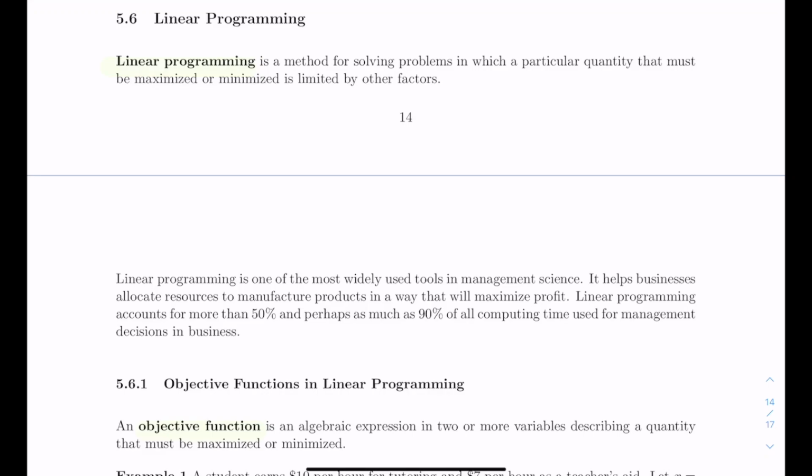In section 5.6, we talk about linear programming. Linear programming is a method for solving problems in which a particular quantity that must be maximized or minimized is limited by other factors. Linear programming is one of the most widely used tools in management science. It helps businesses allocate resources to manufacture products in a way that will maximize profit. Linear programming accounts for more than 50% and perhaps as much as 90% of all computing time used for management decisions in business.